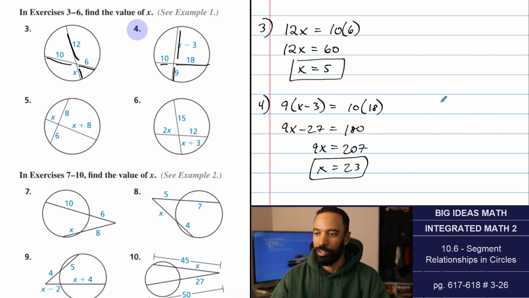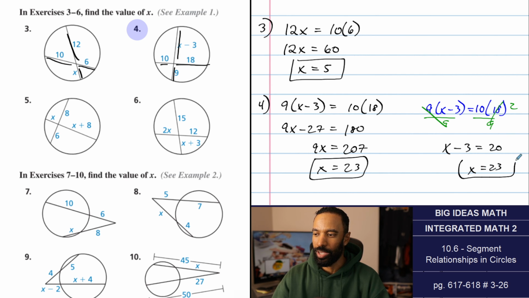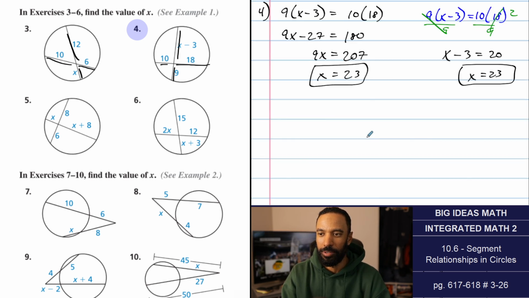Yeah, if you do that alternatively, let's take a look at that. 9 times x minus 3 equals 10 times 18. Because these are divisible by 9 here, just divide those by 9. And then that's 2, right? So now it becomes x minus 3 equals 20. And x equals 23. So you still get the same answer, and you can see why that could have been a little better. Faster.